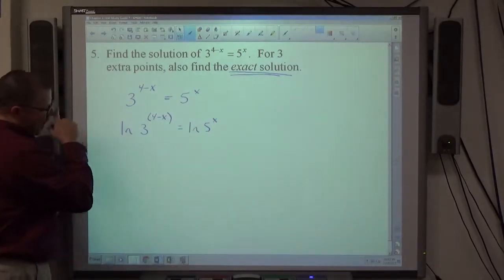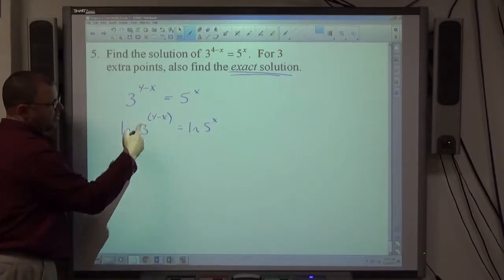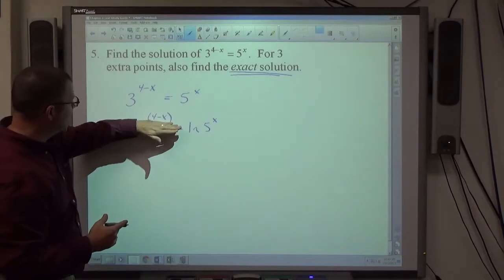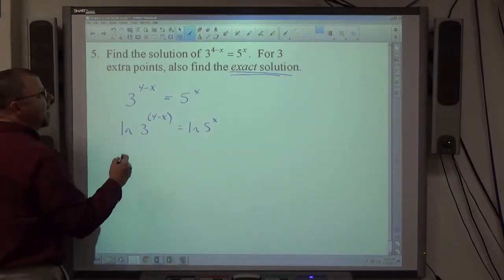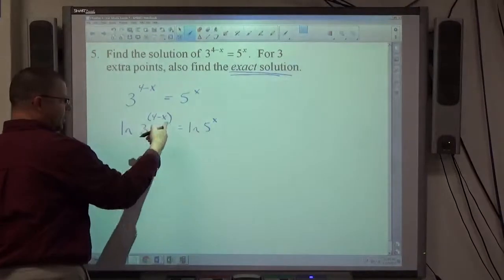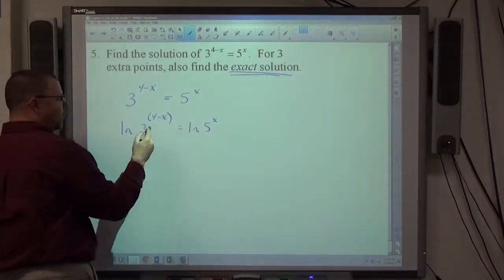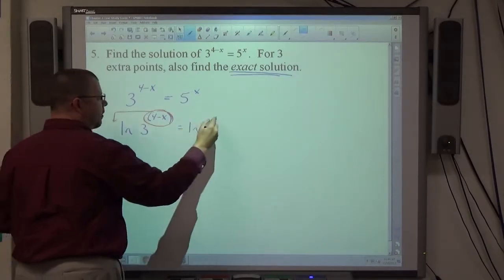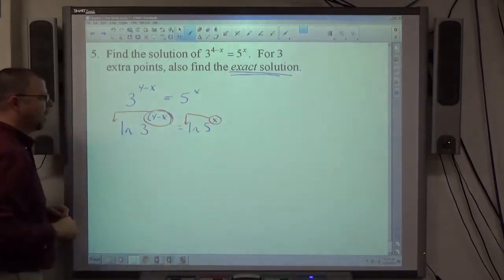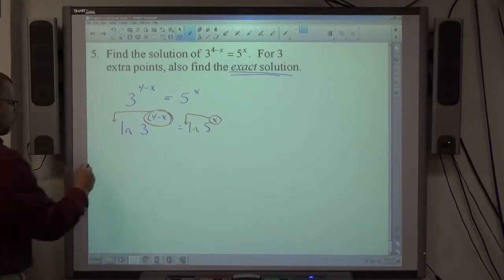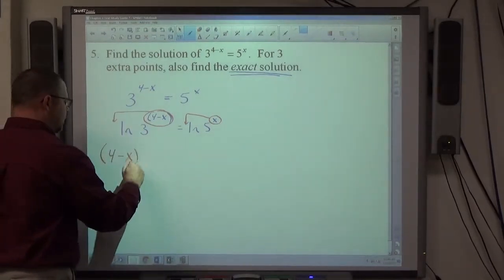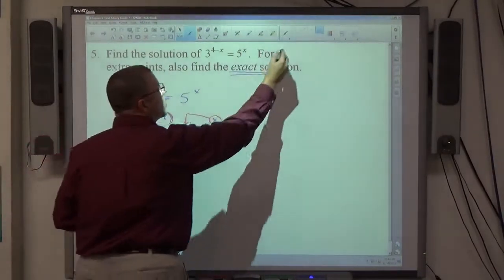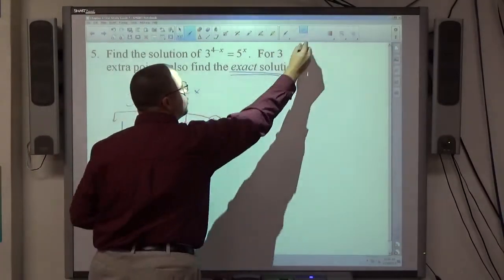And what I recommended in class was that we put parentheses around this power because we need to make sure that we remain vigilant about the fact this has to be treated as one object. And then what I do to get this problem to a better level, right now the x's are in the exponent level, is I'm going to throw the exponents out in front of my logarithms because that rule says I'm allowed to do it. So I'm going to get 4 minus x multiplied by the natural log of 3, and that's going to equal x times the natural log of 5.